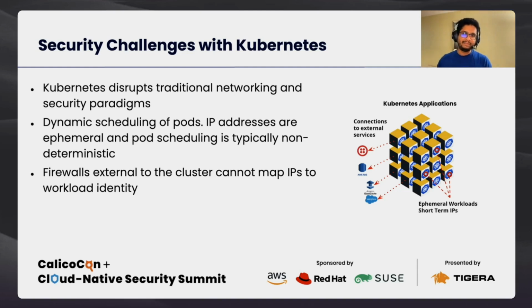Now in Kubernetes, pod scheduling is dynamic, IP addresses are ephemeral, and scheduling is typically non-deterministic. What that means is you can't bind a workload identity to a networking construct anymore. Also, firewalls external to the cluster cannot map IP addresses to workload identities. So when traffic egresses the cluster, upstream firewalls cannot enforce security policies based on IP addresses because the IP addresses for a pod are non-deterministic.